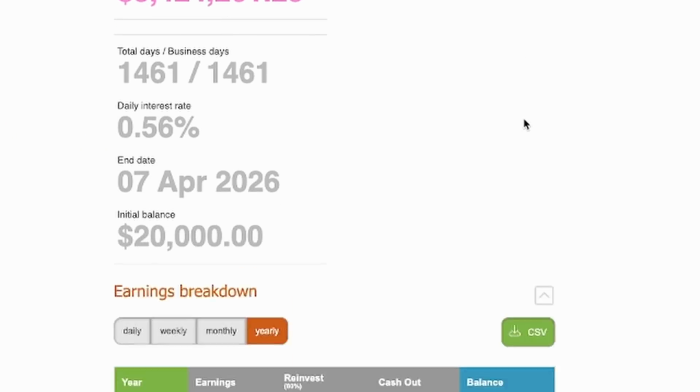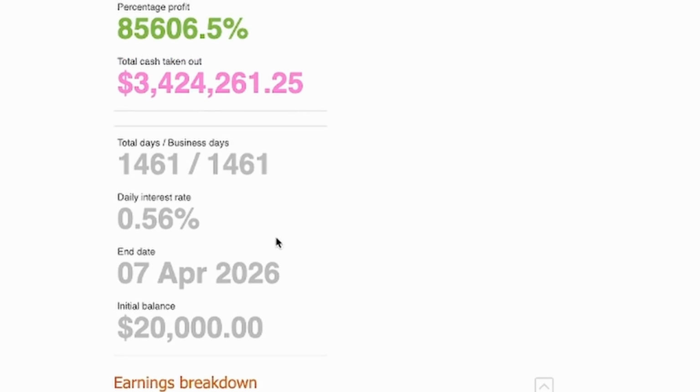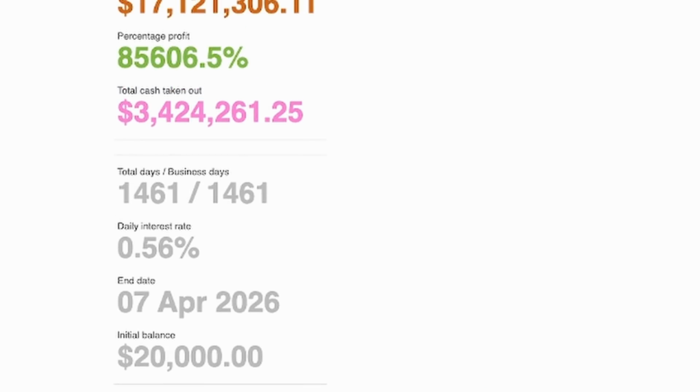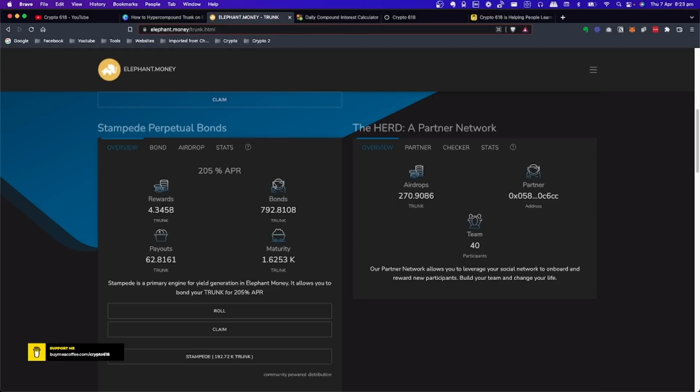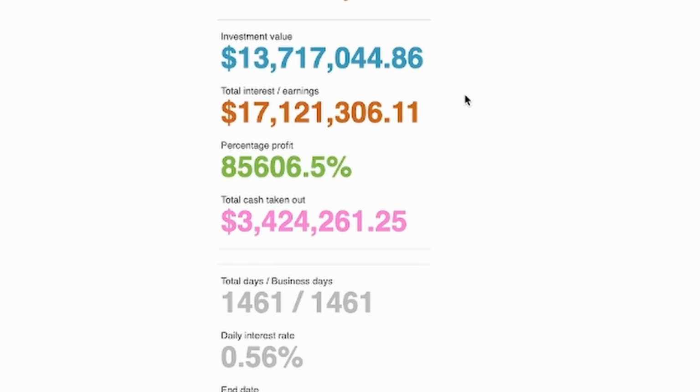You can have a look at what's going on. So what it's actually saying is we start off with $20,000, and 4 years later, our bond value, which is this here, this bond value is now $13.7 million, which, you know, seems like a crazy amount of money, but bear with me. This is the magic of compounding. So the bonds will be $13.7 million.